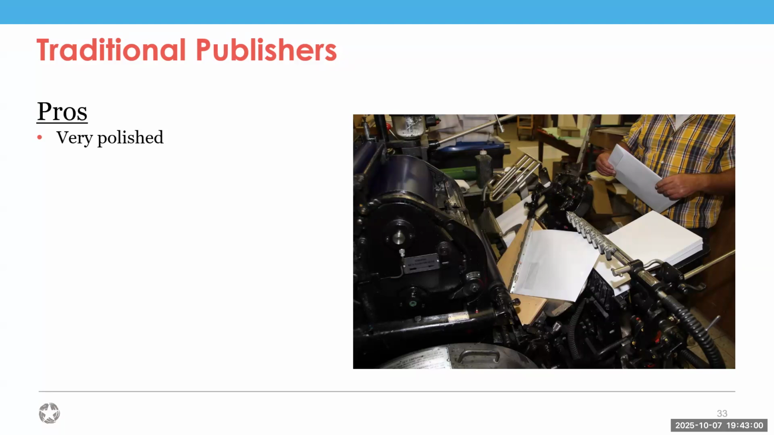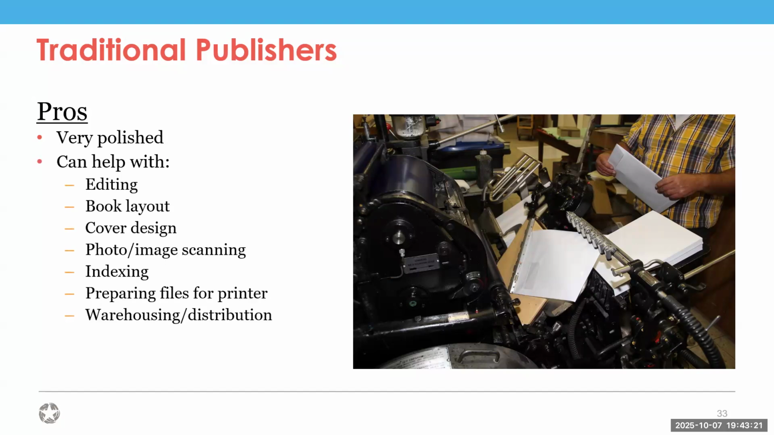Think of Barnes and Noble or any number of brick and mortar bookstores out there that you go in and you see this sea of books. Those are traditional publishers by and large. And as part of that, getting on board with one of the traditional publishers, they can help with a lot of different things. They can help with editing. They can help with book layout. They can help assist with cover design. They've got whole departments for that, right?